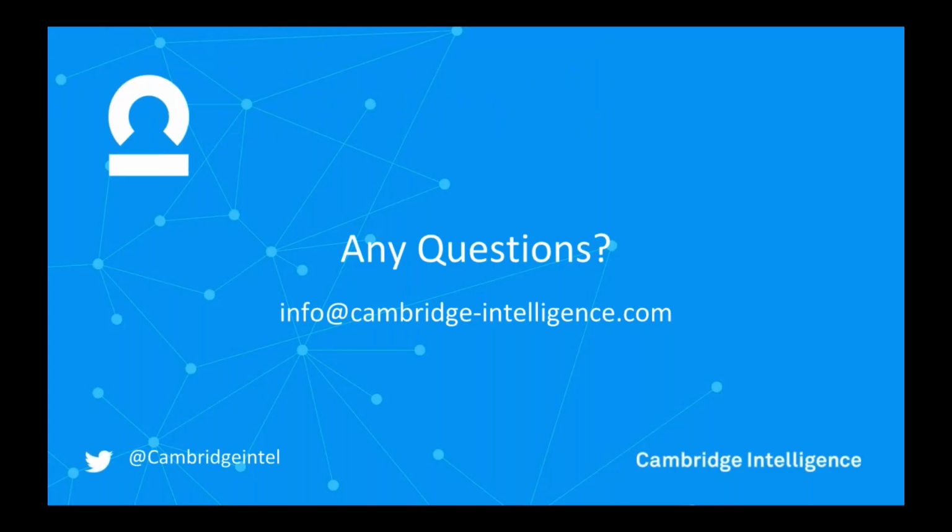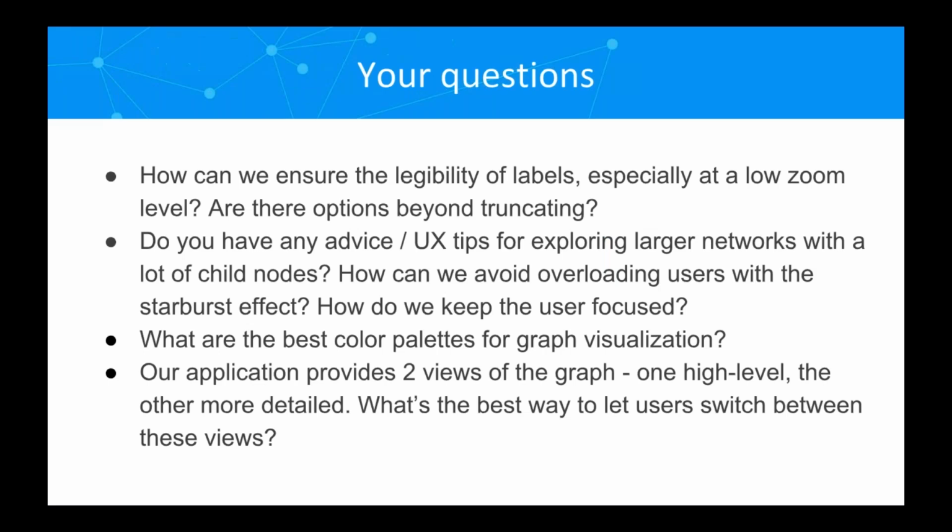Okay, so it's time for the questions, and we'll start with the questions that were asked beforehand. So the first question, and I'm going to pick on Joe or Christian to answer all of these. So let's go for Joe first of all. I'll pick on you. How can we ensure the legibility of labels, especially at low zoom level? Are there options beyond truncating?